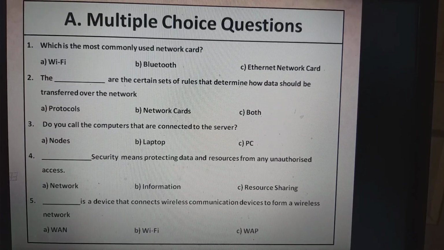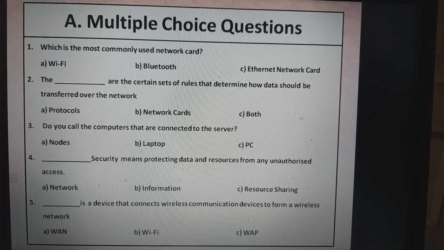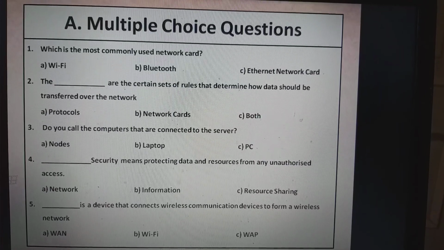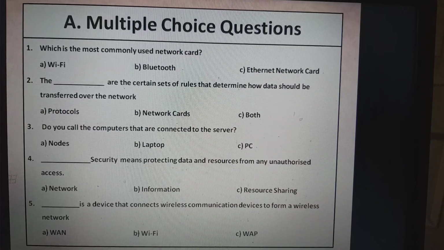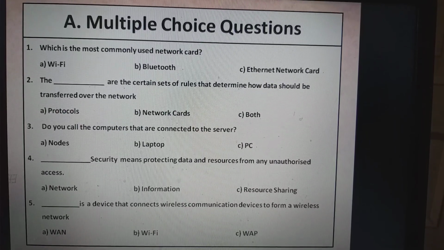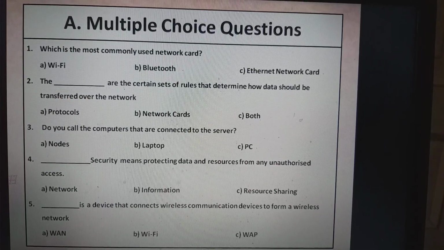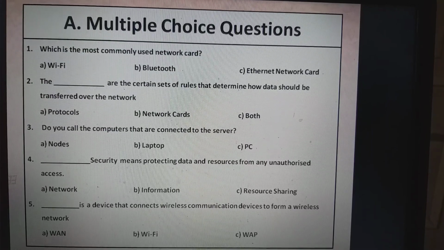Number 4. Dash security means protecting data and resources from any unauthorized access. The options are network, information, resource sharing. So the answer will be network. Number 5. Dash is a device that connects wireless communication devices to form a wireless network. The options are WAN, Wi-Fi, wave. The answer will be wave.